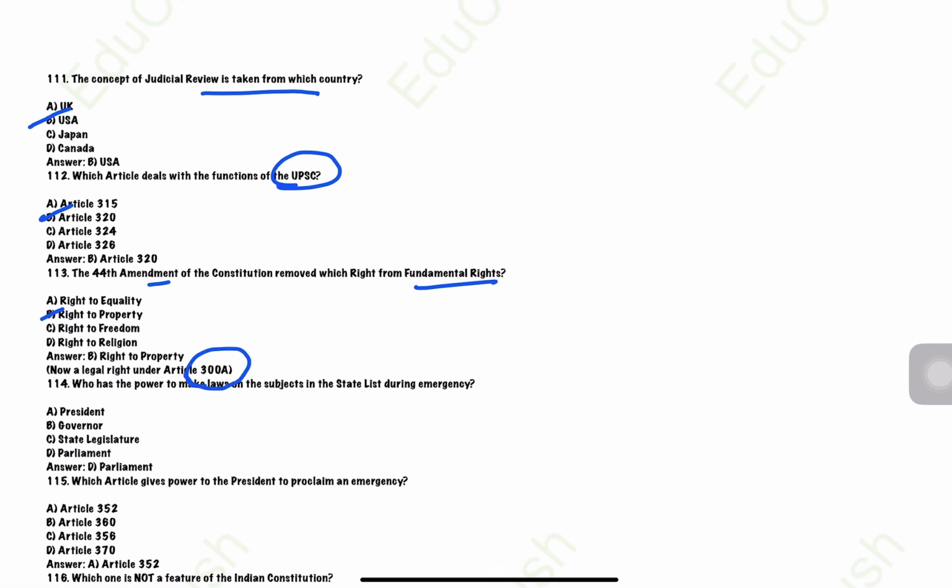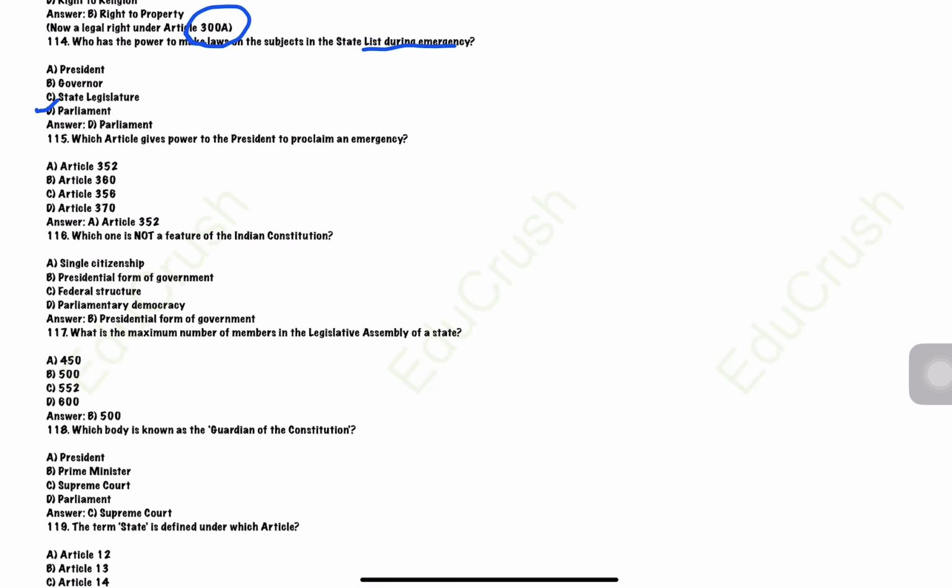Who has the power to make laws on the subjects in the state list during emergency? The Parliament has the power to make laws on the subjects in the state list during emergency. Which article gives power to the President to proclaim an emergency? Article 352.